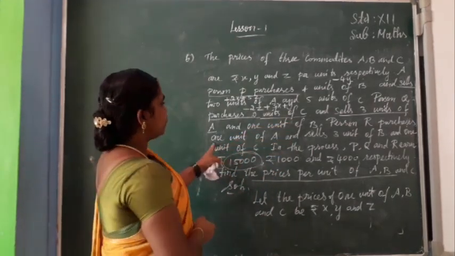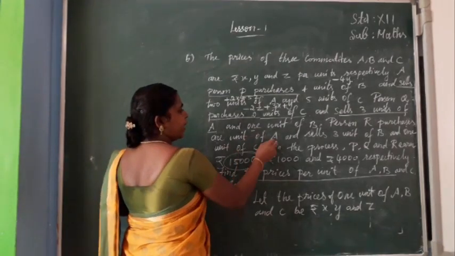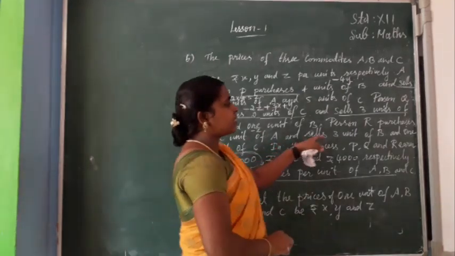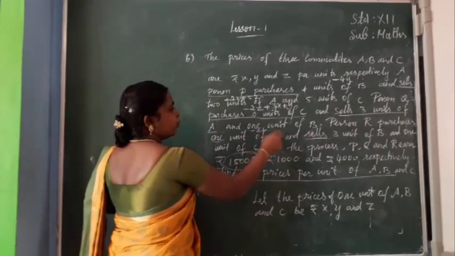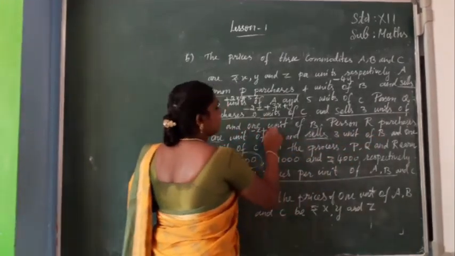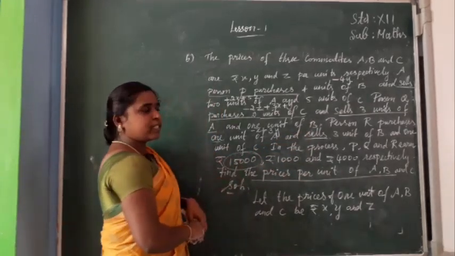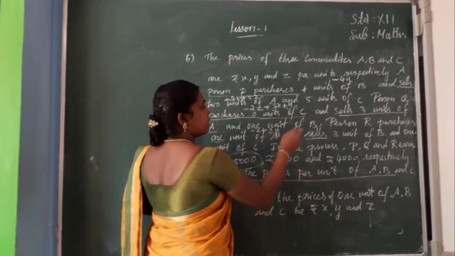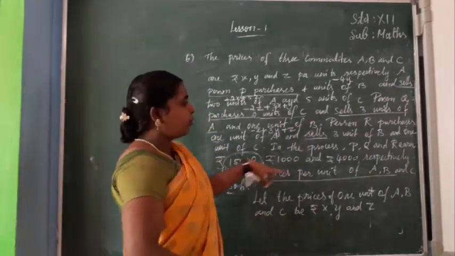Next, third condition. Person R purchases 1 unit of A, purchase, so minus X. And sells 3 units of B, so plus 3Y. And 1 unit of C. C means Z, so 1 into Z. Here sells, so plus Z equal to 4000.